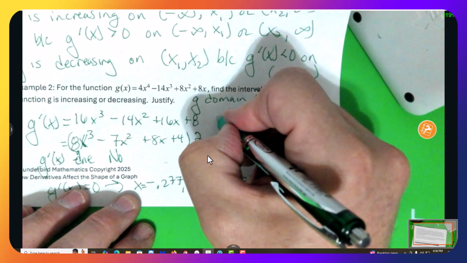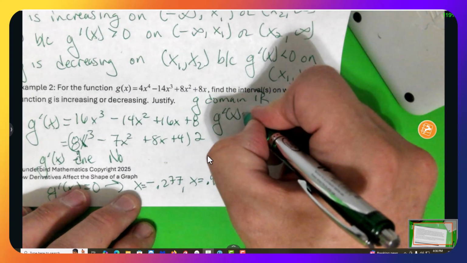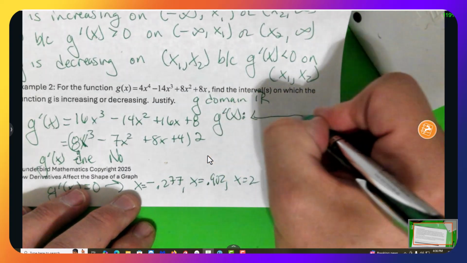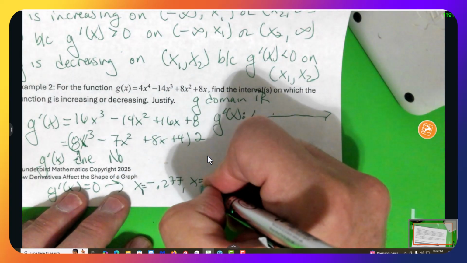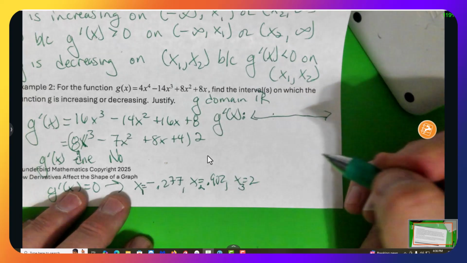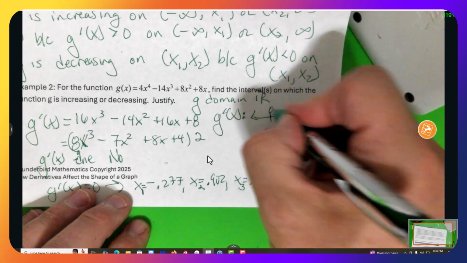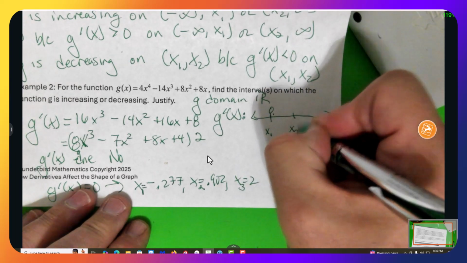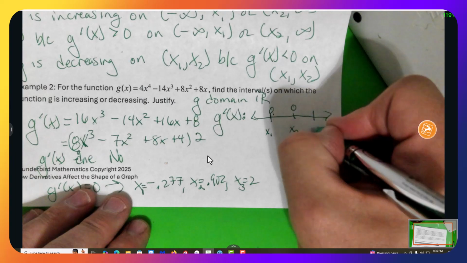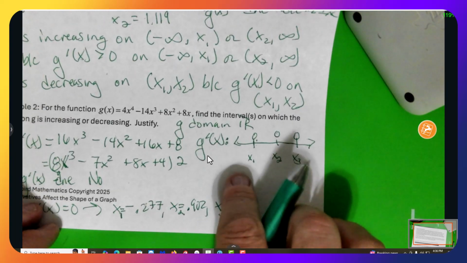Okay. Now I'm going to make a sign chart for g prime of x. Now I'm going to draw my number line. Now, you know what? I'm going to come down here and subscript these so I don't have to write those numbers because I'm running out of room. And above the number line, this sign chart, I'm going to put zeros because that's the type of critical values they are. They're zeros.